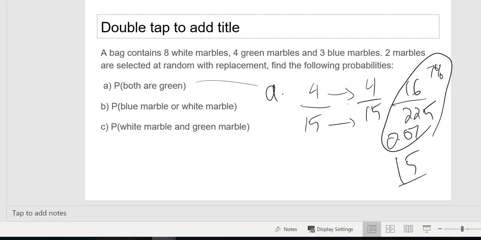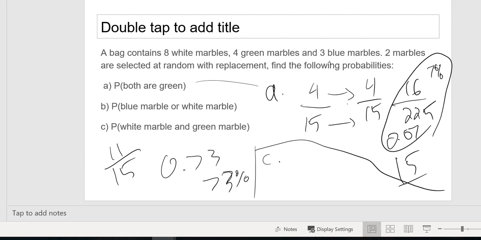Alright, the second one says the probability of blue or white. So take blue, 3, and white, 8, and add them up: 11 divided by 15. You get 0.73, about a 73% chance of happening. Next, that's A, that's B. White marble, we have 8 over 15, and the green marble, 4 over 15. So you just multiply again. 8 times 4 is 32 over 225. Let me check to see if I can reduce that at all. Nope. That's about 14%.